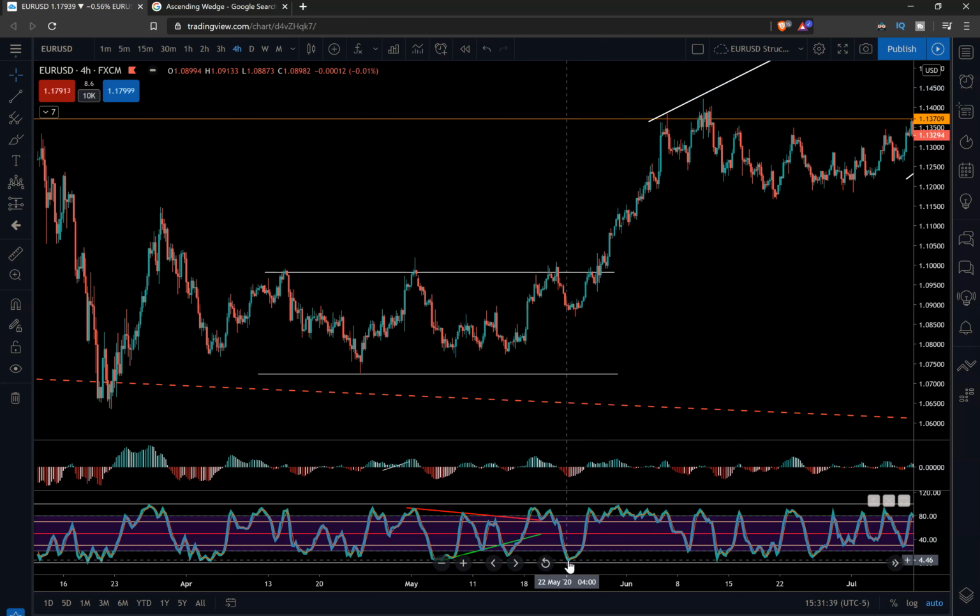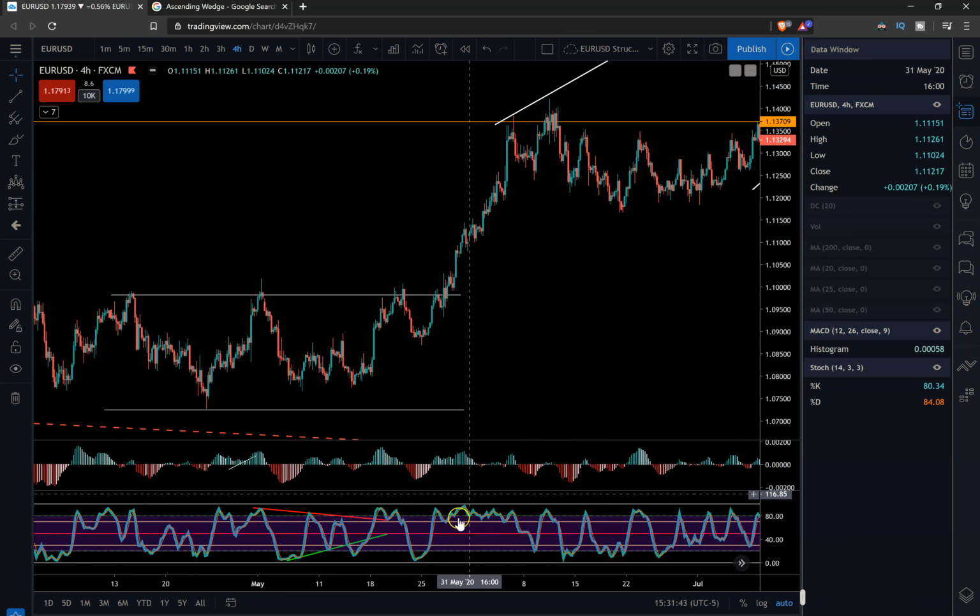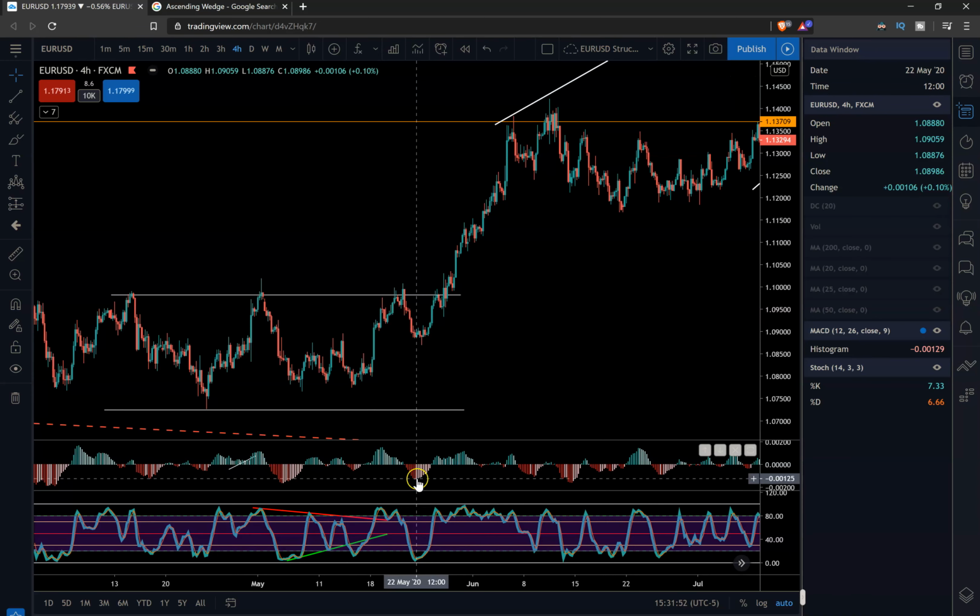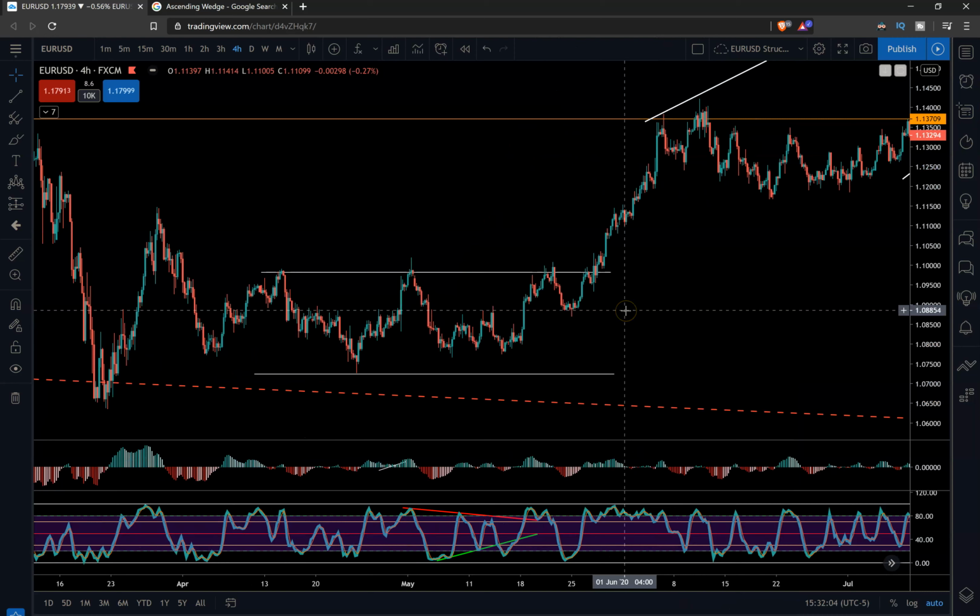On stochastic, let's look at the data. Oversold on stochastic, which is around 8. I want that to move. Wow, yeah, 8-ish, 10-ish on the stochastic. Waning negative momentum on the MACD, and look what happened. We had like a 300 pip run up.